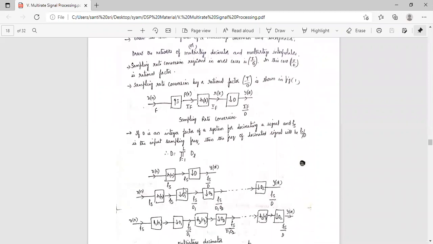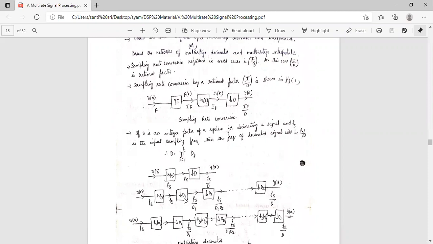So this is H of n, this is Fs, then this is the decimator. This is a filter followed by a decimator, and we will get Y of D. This is the single stage decimator diagram. Then there is the double stage, two stage, three stage, up to n stage. So it is H of n, D1, D2. See, D equals the product of D_L, L equal to 1 to L, right? That's why these decimators, the downsamplers, are cascaded here.